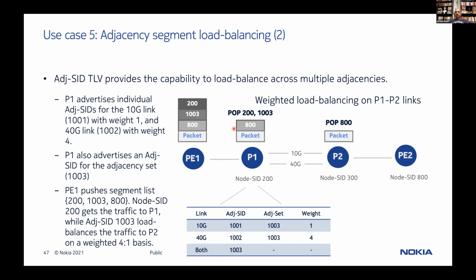Now, when it comes to P1, it's going to pop 200, as you can see here. It's going to look at 1003. It'll look that up, and it'll see that 1003 represents an adjacency set. And so it'll load balance traffic in a 1-to-4 fashion between the 10 gig and the 40 gig link. And that way you ensure that you end up using both of the links.